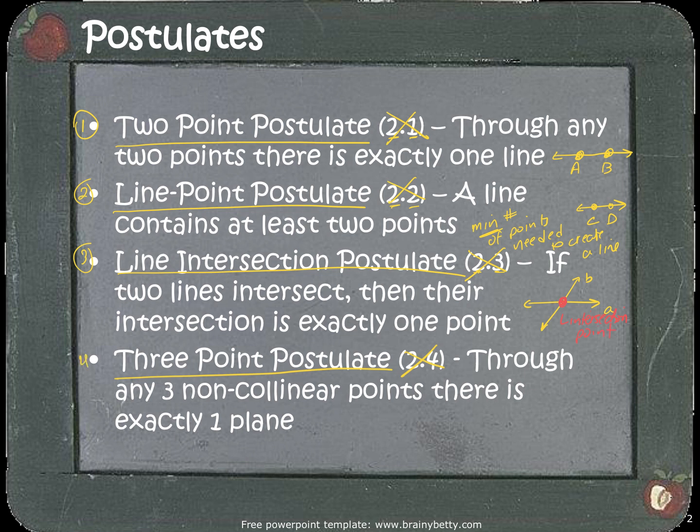And the fourth one on this page says the 3-point postulate. It says that through any 3 non-collinear points, there is exactly 1 plane. And so this is very similar to the 2-point postulate that talks about through any 2 points, there's exactly 1 line. This says through any 3 points, there's exactly 1 plane. And so again, here you have point A, point B, and point C, and all of those points are in this particular plane. Anytime you have 3 non-collinear points, they are unique to 1 plane and 1 plane only.